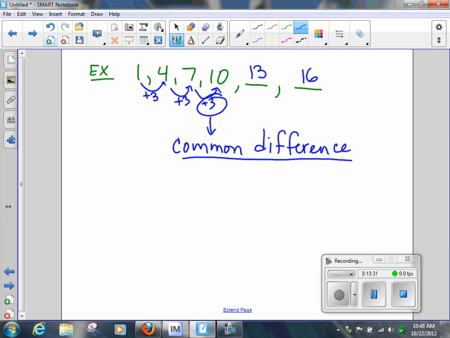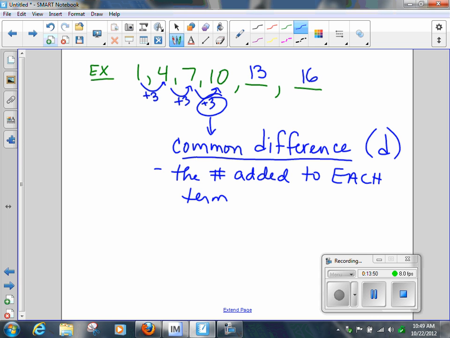It's going to be our D in your formula, or formulas, formulae. It's the number added to each term in the list of numbers. The number added to each term in the list of numbers.